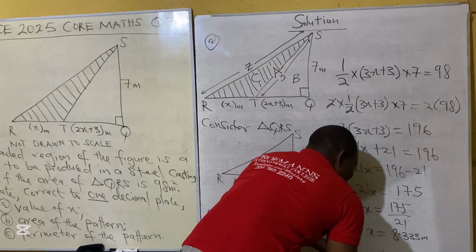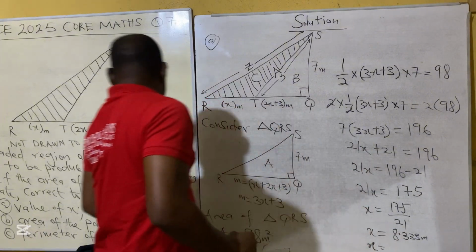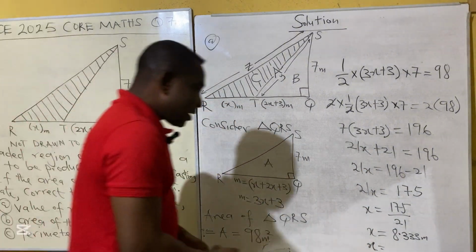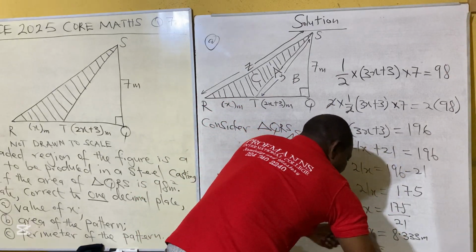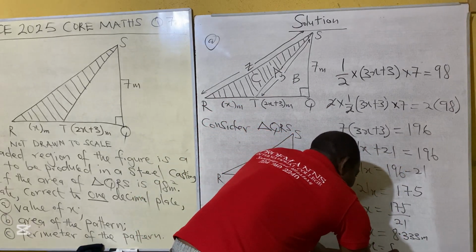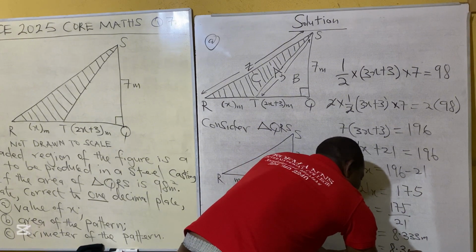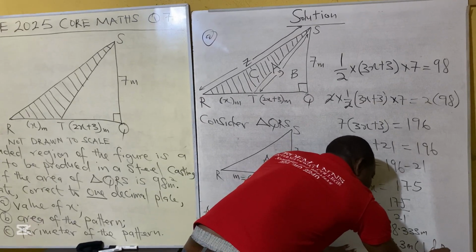So we have x being equal to, the division gives us 8.333 meters. But the question says we should write it to 1 decimal place. So the digit after the first decimal place here is less than 5. So it's going to be 8.3 meters, to 1 decimal place.